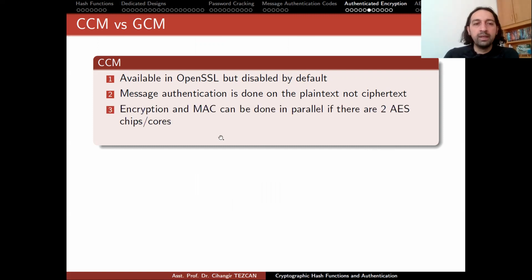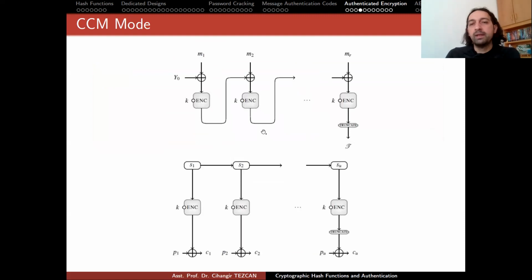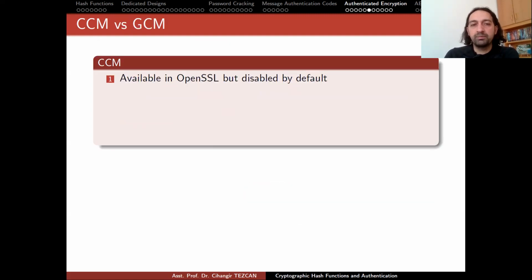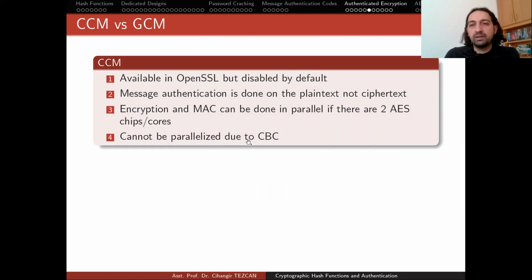Encryption and MAC can be done in parallel if there are 2 AES chips or 2 cores. So as you can see, again, go back to the picture. If you are performing a software encryption, so if you have 2 cores, first core can do this and the second one can perform this. So in this way, you just wait for the encryption of a single AES encryption, but of course you use twice the system resource. Cannot be parallelized due to CBC, so you cannot parallelize the CBC part.